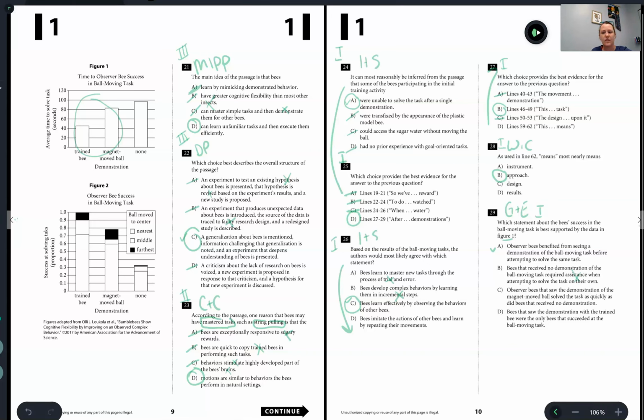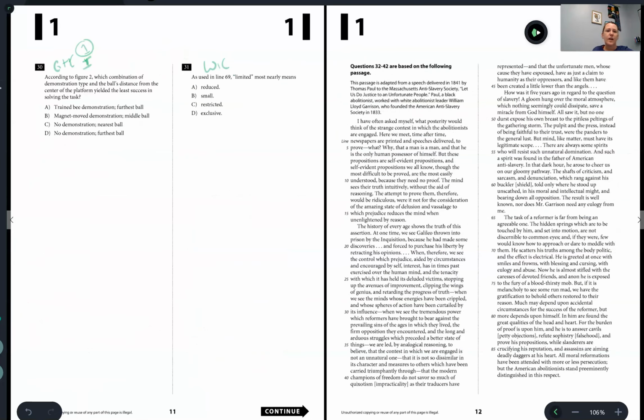Bees that received no demonstration required assistance. We don't see any assistance, it just took them longer. Observer bees that saw the demonstration of the magnet ball solved the task as quickly as those that received no demonstration. Okay, that is inaccurate. They were a little faster than the no demonstration, but not as fast as the ones who got to watch the real bee. Bees that saw the demonstration with the trained bee were the only bees that succeeded. Okay. Very rarely is an only going to be correct on the SAT. And this graph proves that it's not in this situation. Now we can look at number 30.